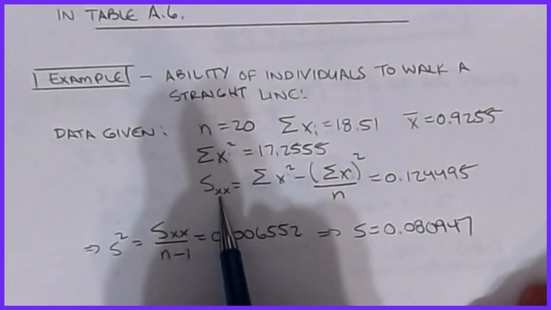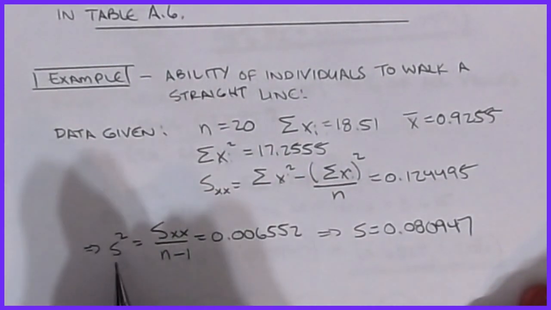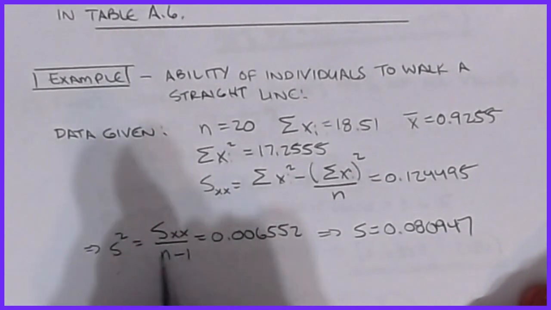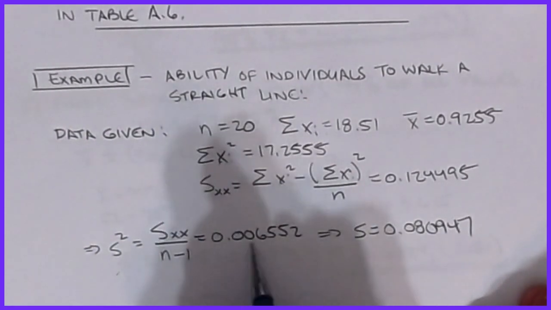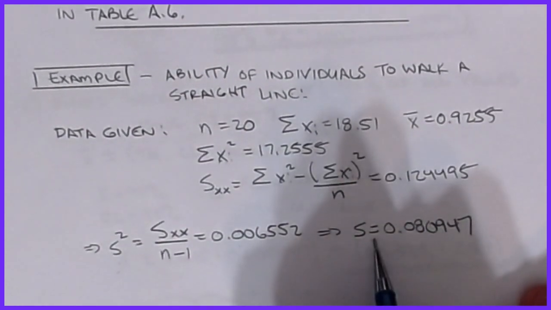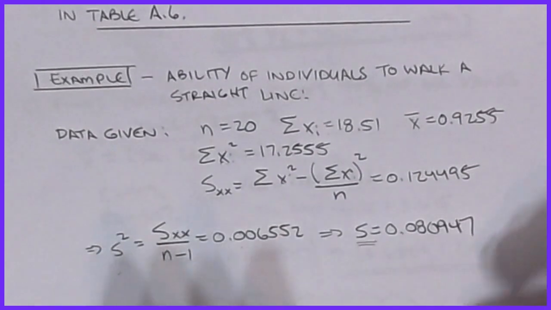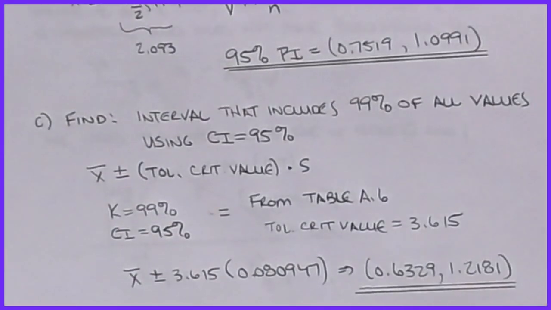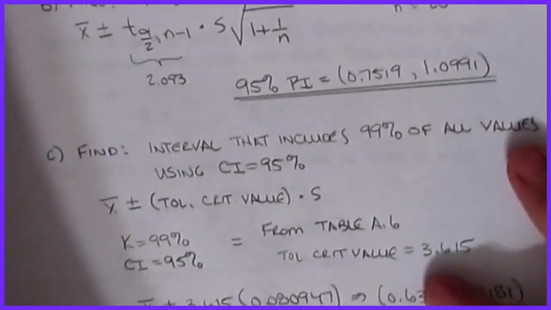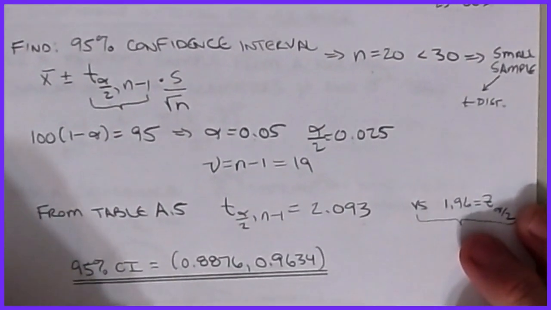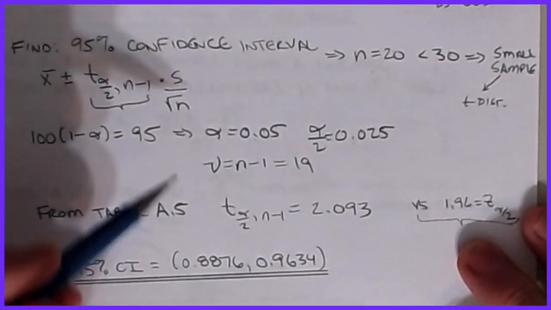Once I have this Sxx parameter, I can calculate the sample variance, which is Sxx over n-1, and that gives me 0.006552. If I take the square root of that, I get the sample standard deviation. This is the one that we really need, and I've got it now: 0.080947. Once we do that, in the last video we talked about finding our 95% confidence interval for a small sample. I'll run through this again because I want to be able to compare the values.